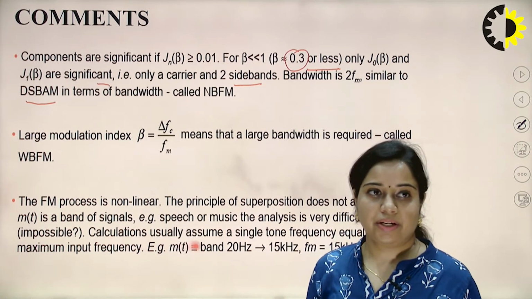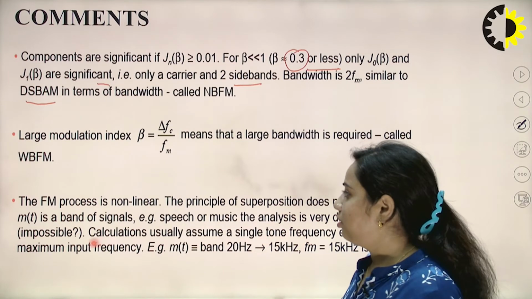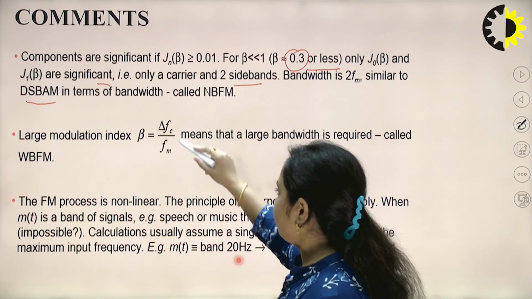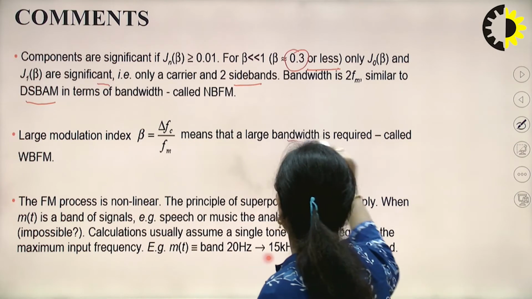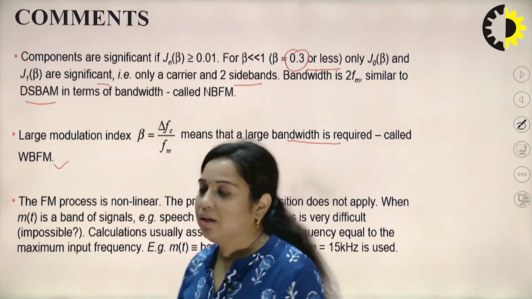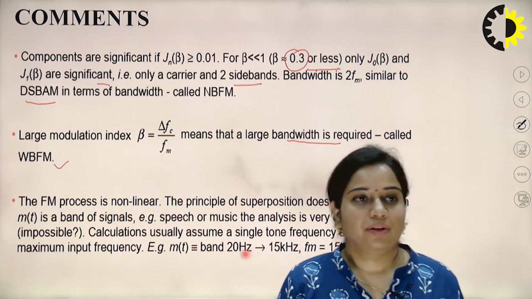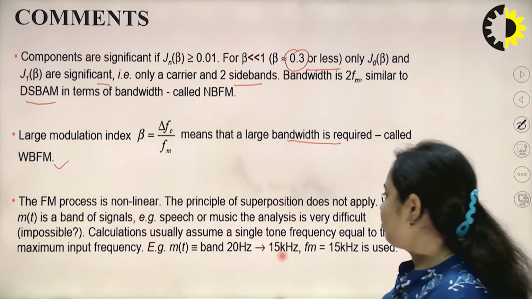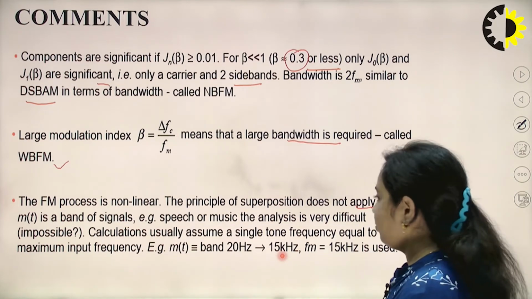Next is the large modulation index, for a large value of modulation index beta. Its value is beta equal to delta fc upon fm, which means that a large bandwidth is required. So in that case it is known as wideband FM. Now the FM process is basically non-linear in nature. The principle of superposition does not apply over here.